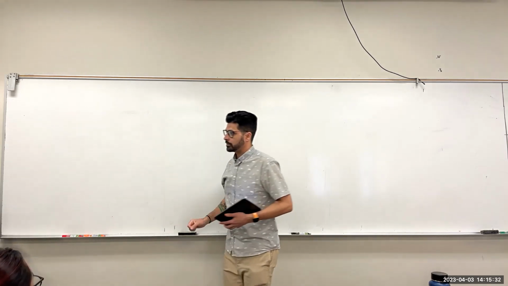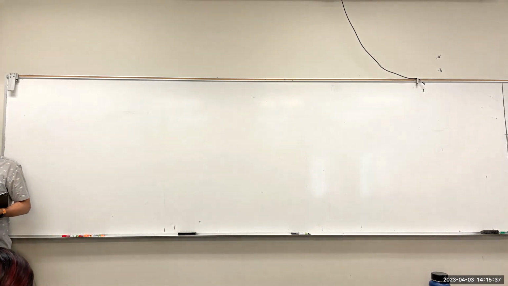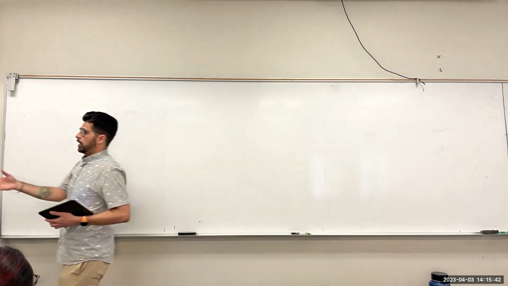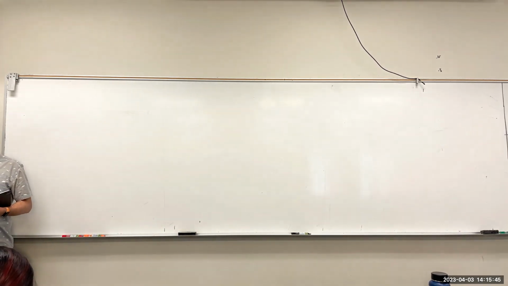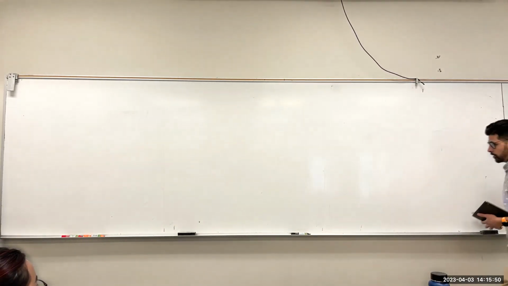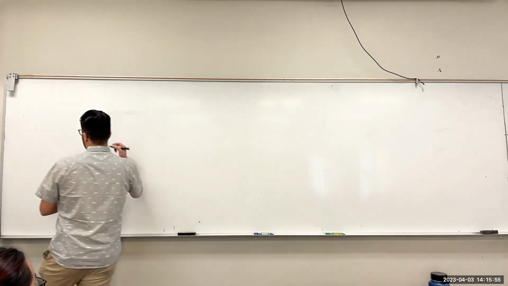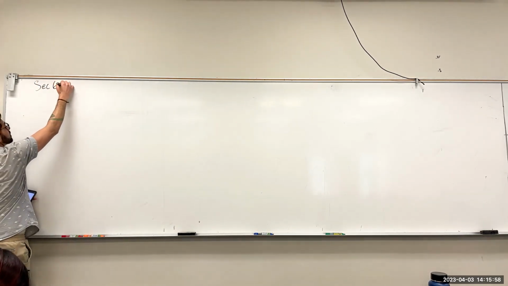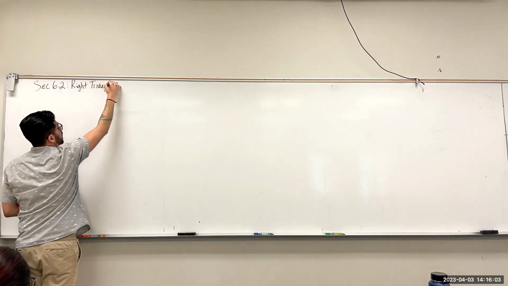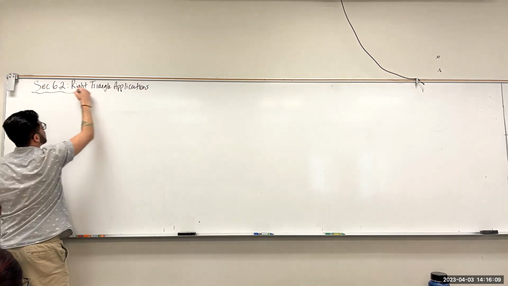Okay, so what we're going to do now is switch from what we just did, knowing how to evaluate trig functions at all these different angles, and bring in right triangle applications. So let's see how that's going to look. Let me make sure I'm recording. All right, so section 6.2, right triangle application. And let's see how this is going to connect to what we just did.